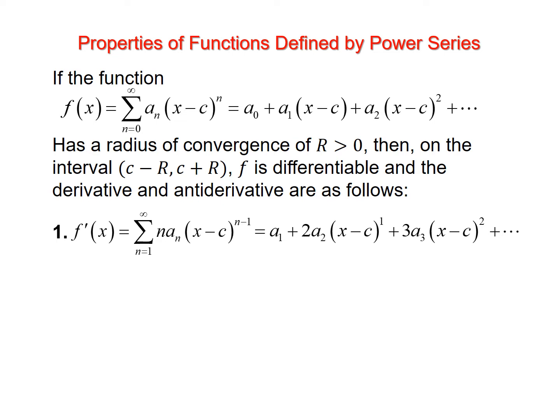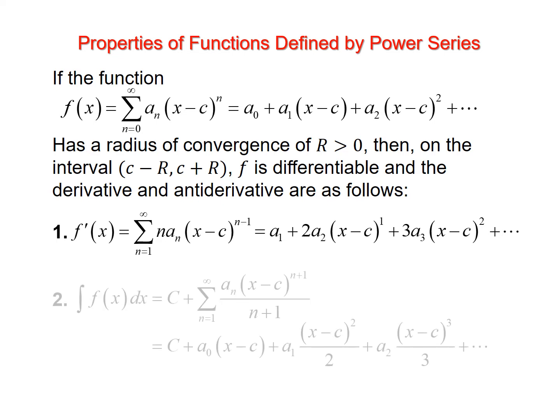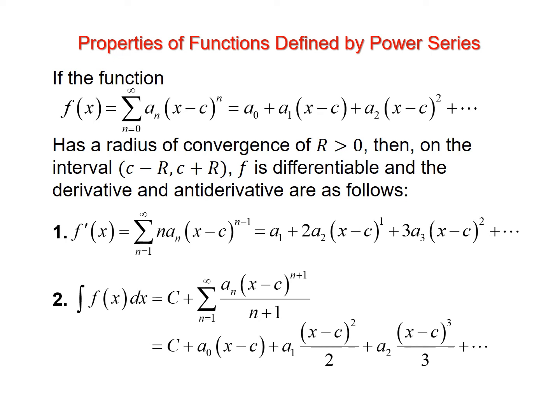The derivative, well, you're really just using the power rule. So the derivative of a sub 0, that's a constant, that's 0, so that goes away. The derivative of a sub 1 times x minus c is just a sub 1. The derivative of a sub 2 times x minus c squared, we bring down the 2 and reduce the exponent by 1, and so on.